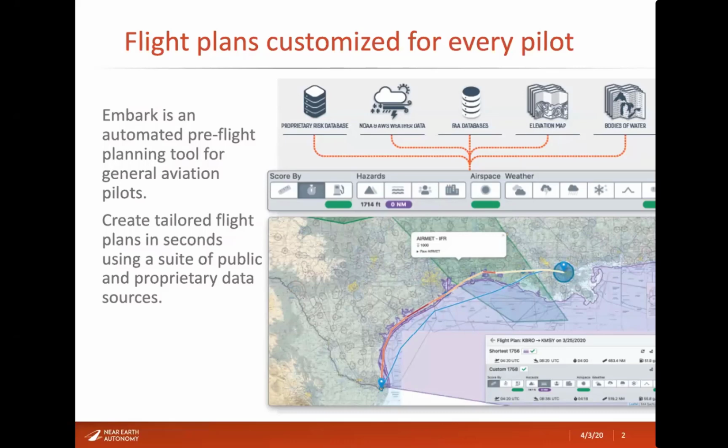Using this method, you can create tailored flight plans in seconds and do that using a variety of public and proprietary data sources. So you gather all of the relevant information from the FAA, the National Weather Service, NOAA, and others. Combine that with some proprietary map technology that we built at Near Earth and use that to produce flight plans for you.